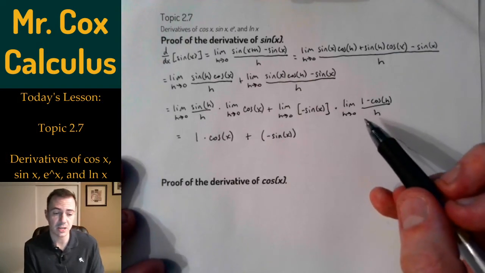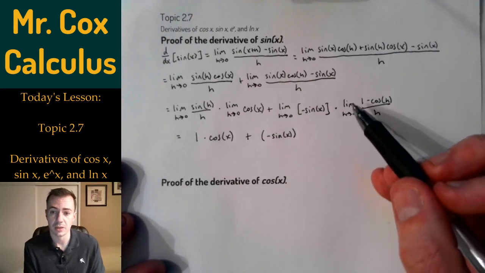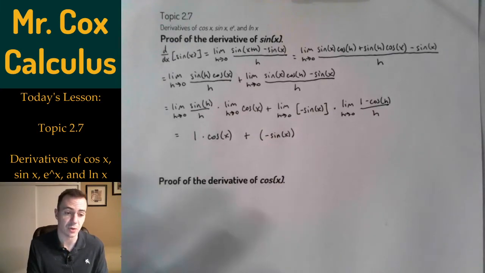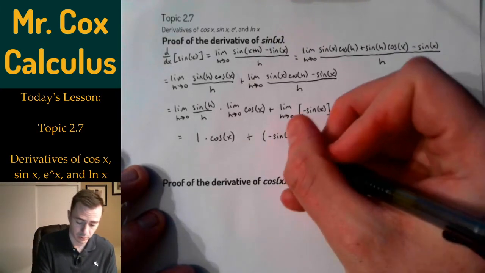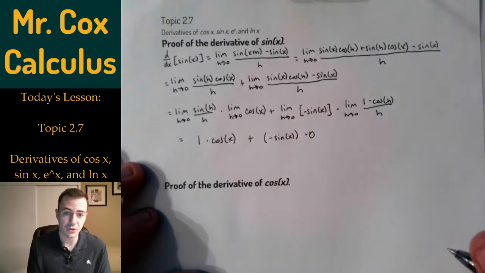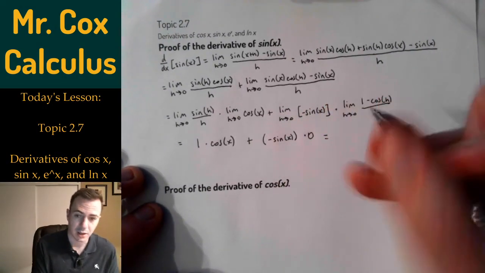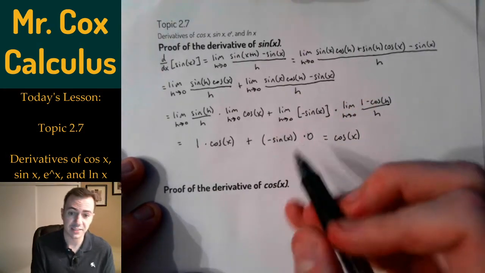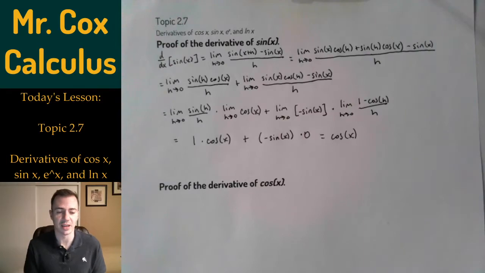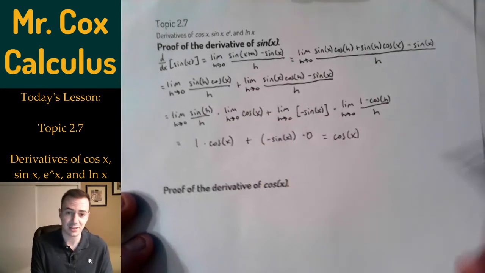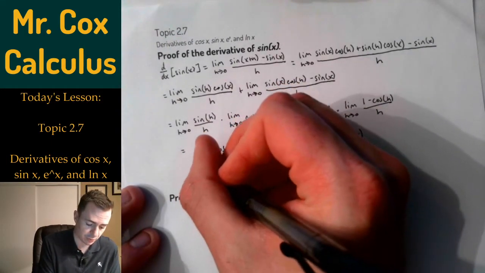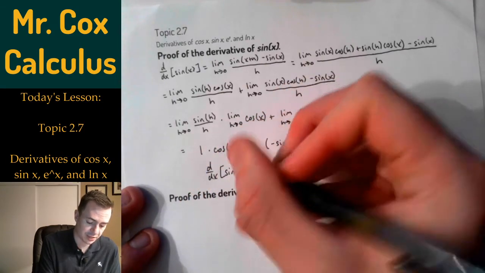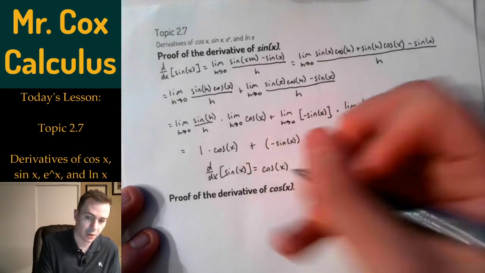And then this particular limit statement, the limit as h approaches 0 of 1 minus cosine of h over h, we said in Unit 1 that this was equal to 0. So if you take a look at what we get here, I get the cosine of x. And that's it, because 0 times negative sine of x is 0. So this is the proof that the derivative of sine of x is equal to the cosine of x.